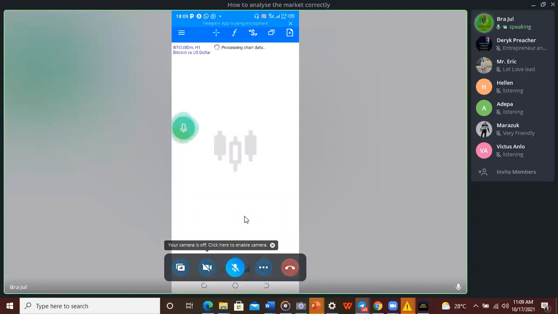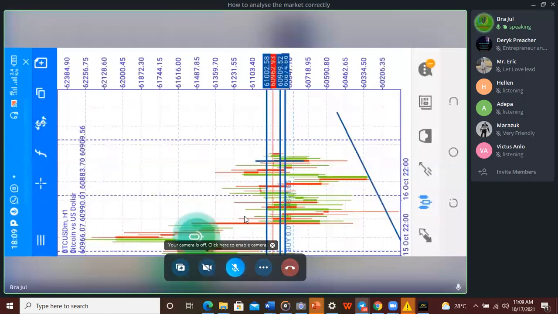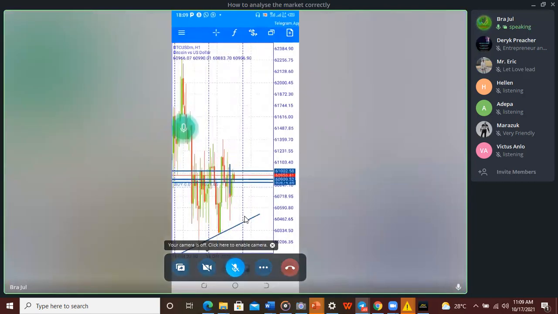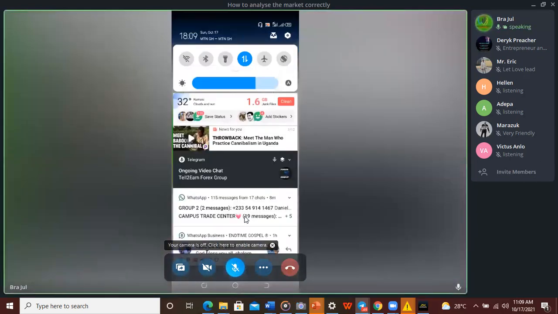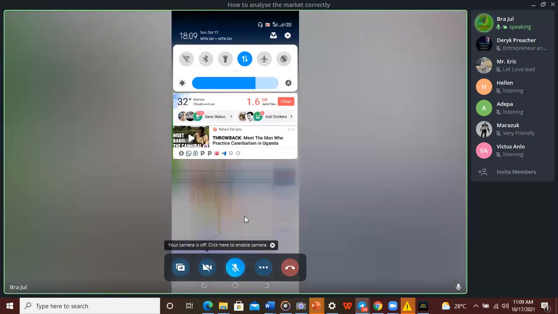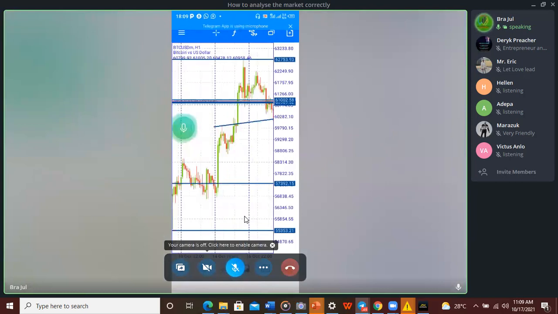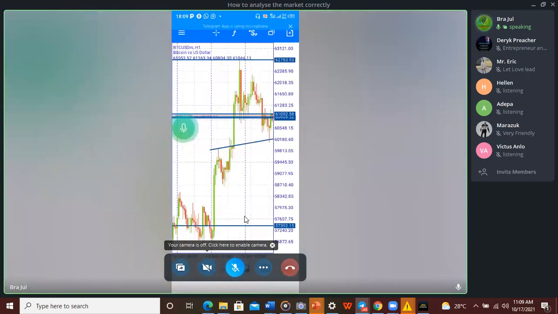Okay, so we are adding those indicators that we have been using on the screen. They are just there to guide you as to how the market is moving. All right, so the first one we want to add is the stochastic oscillator, which tells us whether the market is overbought or oversold.